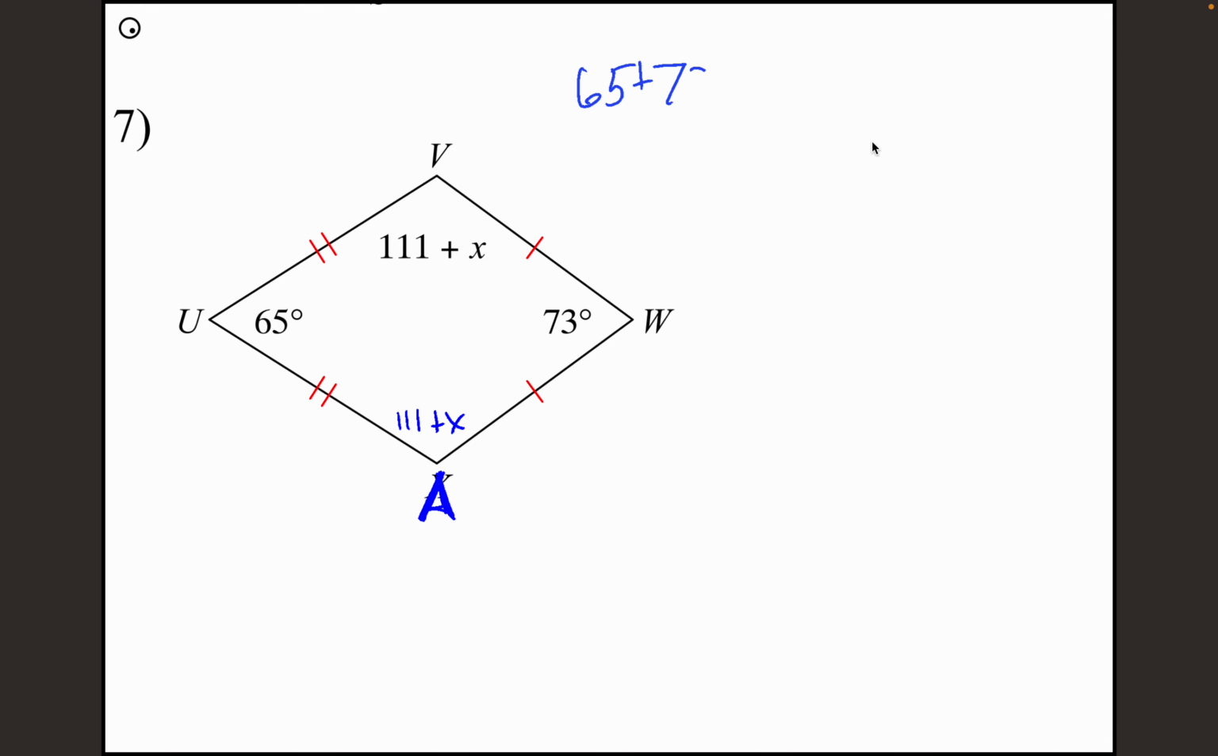So 65 plus 73 plus 111 plus x plus 111 plus x. I keep mixing up my pluses and x's. And then equaling that to 360. When you do that all together, we get x equals what? 0. Okay, when you add all those together, you add up the numbers, those equal 360. So x is just going to be 0. So the angle value of V and A are both going to be 111.